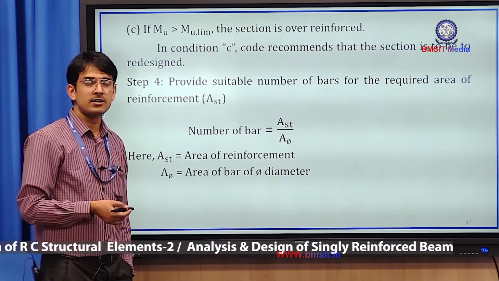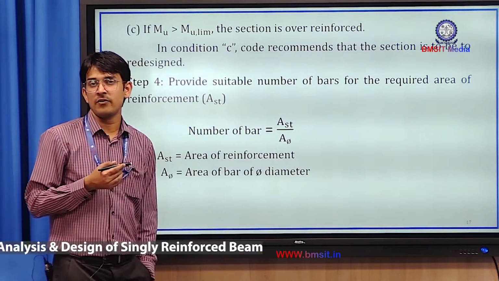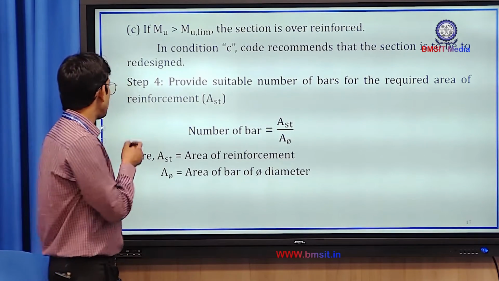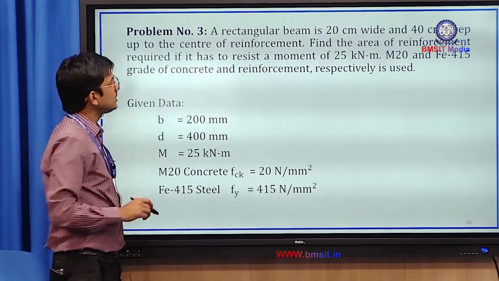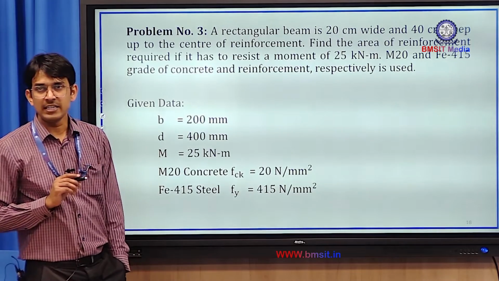So that is how we get the number of bars. This is how we will partially design this type of problem. Now I will take the numerical. In this numerical, we have a rectangular beam of 20 centimeter wide.